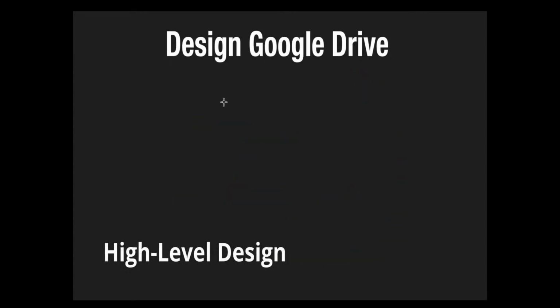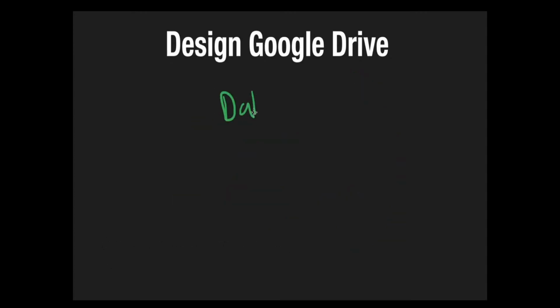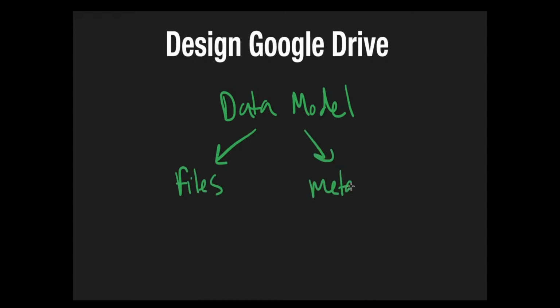Now let's get into the high-level design, and in this case let's actually start with the data model and how we're going to be storing the data. We know, of course, we're going to be storing two things: the actual files themselves, and then probably a lot of metadata, things like user metadata, as well as metadata about these files.